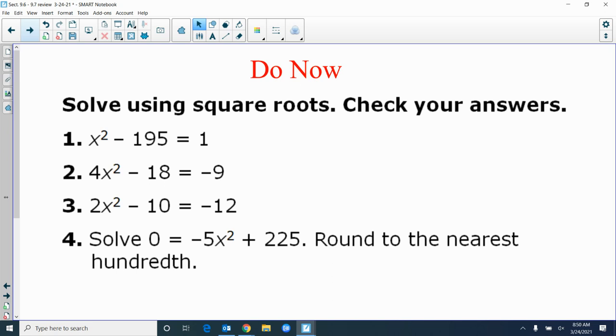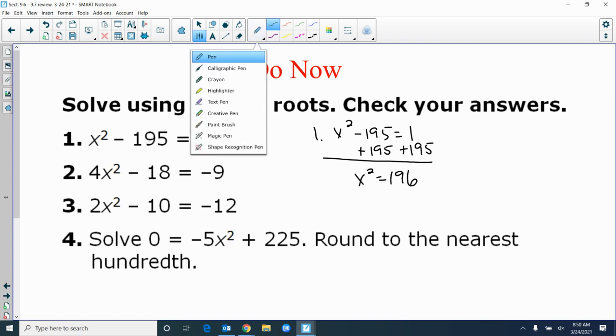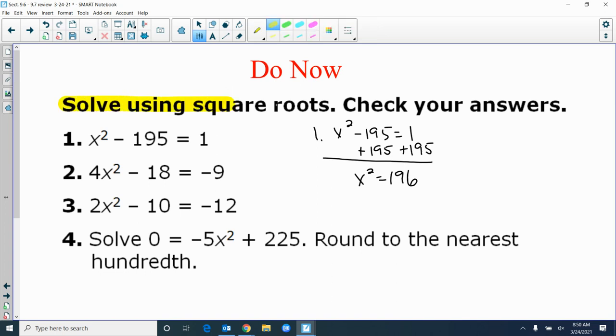When you have that, this is the case where you want to get the 1x squared by itself. So you add 195, and you get x squared equals 196. Whenever it tells us, and I will tell you on the quiz how I want you to do it, for now it'll say solve using square roots. So you want to get x squared by itself. Once you have that, then you take the square root.